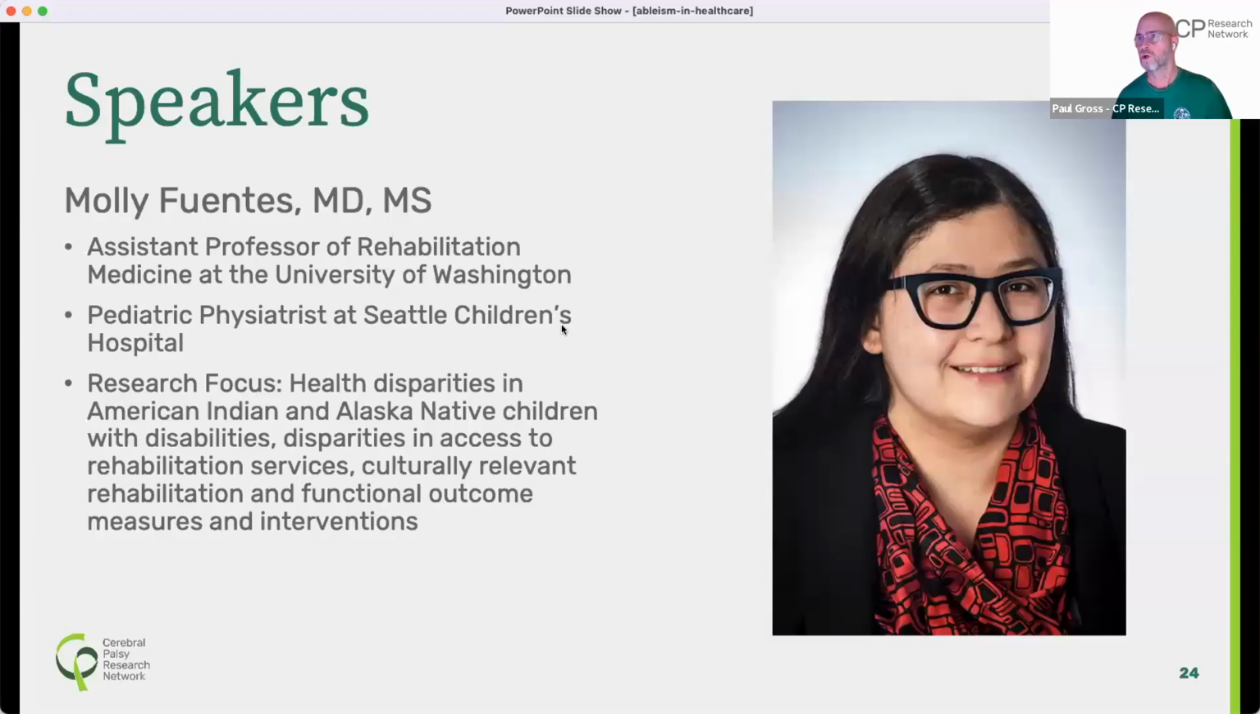I'm really excited, though, to turn it over to Dr. Molly Fuentes, who is an assistant professor of rehabilitation medicine at the University of Washington and practices at Seattle Children's as a pediatric physiatrist. And she has both lived experience with tonight's topic, as well as a particular interest in health disparities. And so with that, I am going to turn it over to Dr. Fuentes.